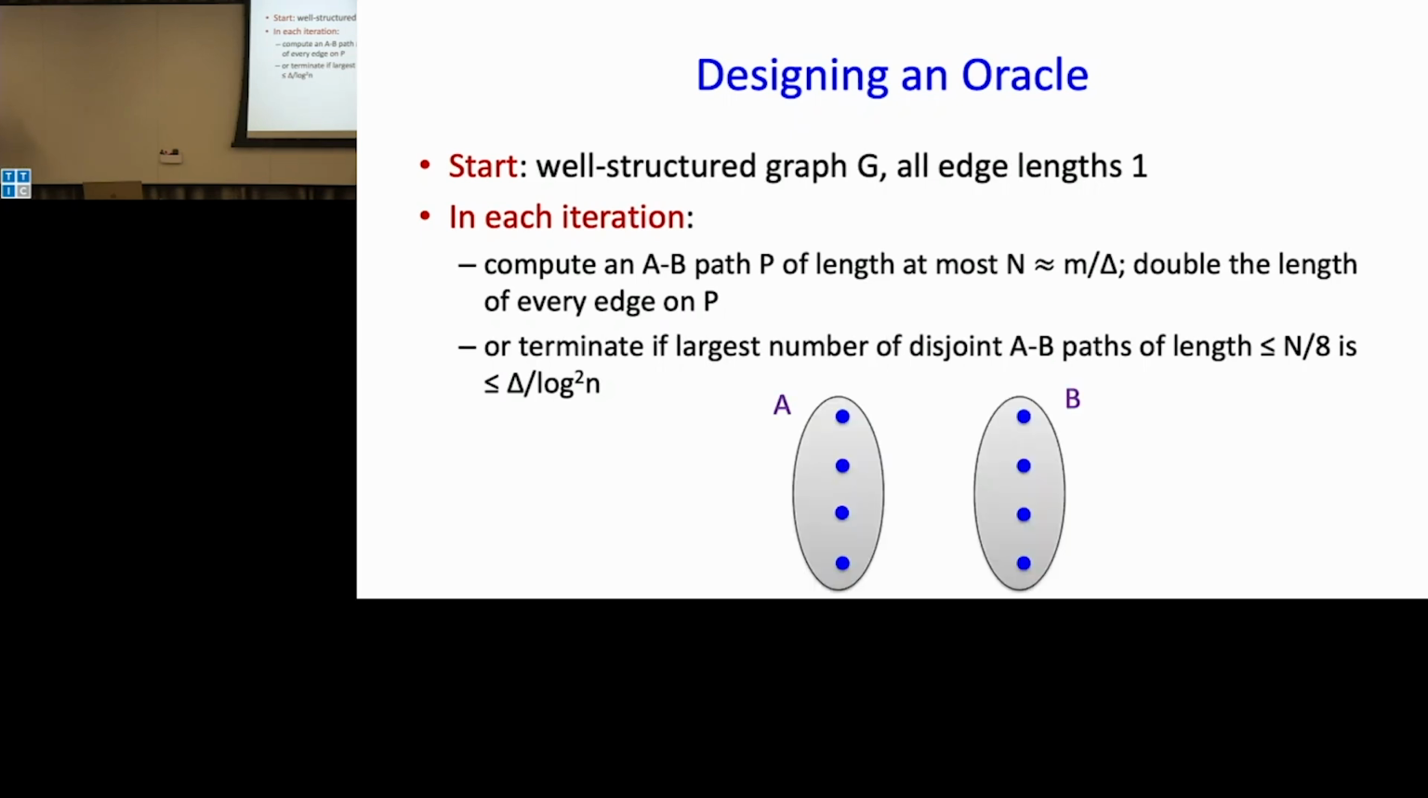Now, what I'm going to do, I'm just going to add back the source that connects to everybody in A and the destination to which everybody in B connects. And this is just so that I can talk about ST paths instead of A to B paths. It's just more convenient.